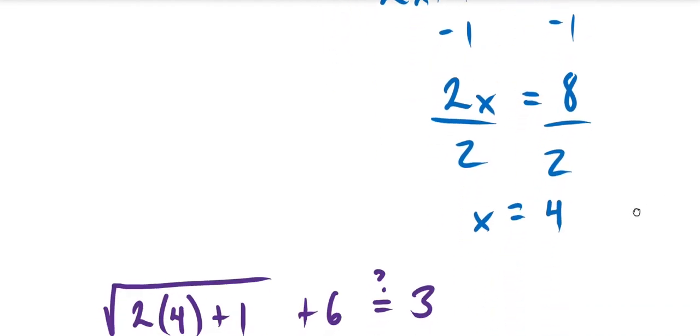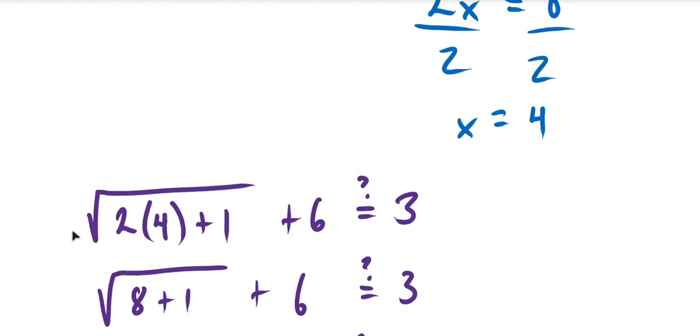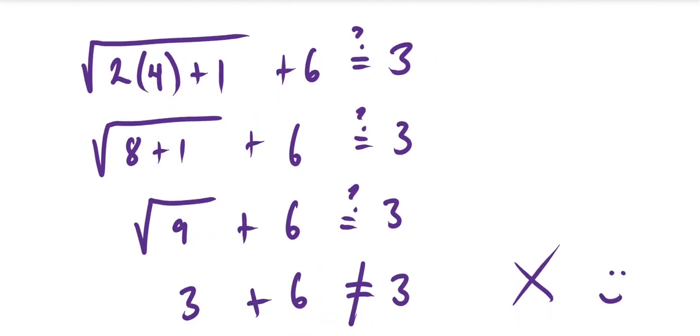The question is, does that work? Is the square root of 2 times 4 plus 1, plus 6 equal to 3? Question mark. Well, let's work it out. 2 times 4 is 8. 8 plus 1 is 9. Square root of 9 is 3, and 3 plus 6 is 9, which is not 3. Okay, so no, it didn't work, and we have to throw out that answer.